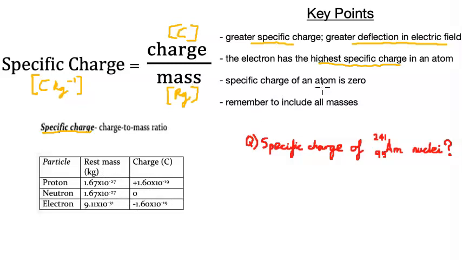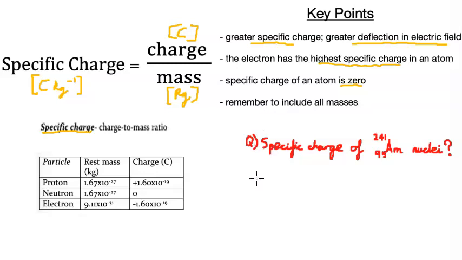Also, the specific charge of an atom is zero. That's something to remember, and this is quite obvious because the overall charge of an atom is zero, and so 0 divided by anything will equal 0. Something to be careful of is to include all the masses and charges in the calculation of specific charge, and this is particularly relevant for ions and nuclei calculations. It can be quite easy, for instance, to forget the masses of the neutrons.